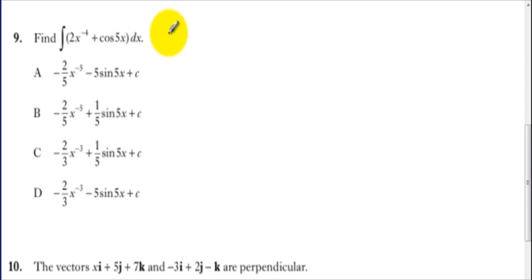The integral. To find the integral of this, we add 1 to the power, 2x to the minus 4, so that becomes 2x to the minus 3, and we divide by that new power. Then integrating cos 5x gives us 1/5 sine 5x, and we can see that from our formula sheet, plus c.